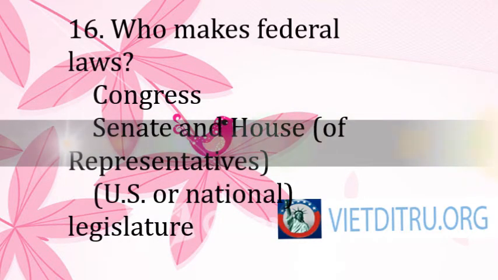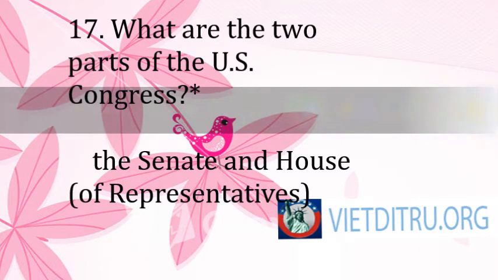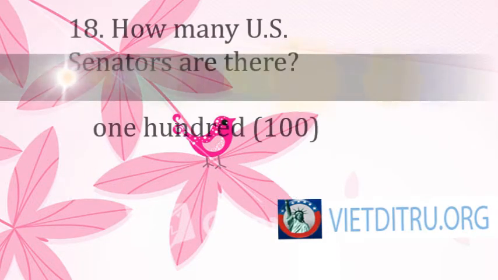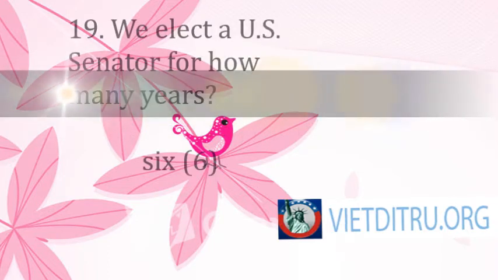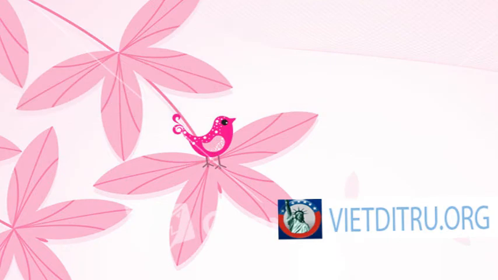Who makes federal laws? Congress. Senate and House of Representatives. U.S. or national legislature. What are the 2 parts of the U.S. Congress? The Senate and House of Representatives. How many U.S. senators are there? 100. We elect a U.S. senator for how many years? 6.